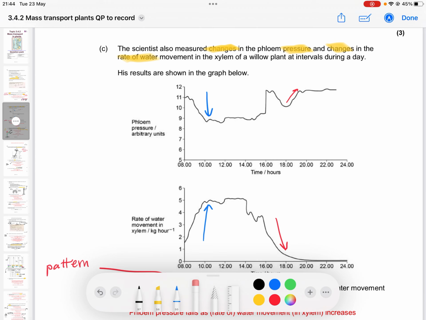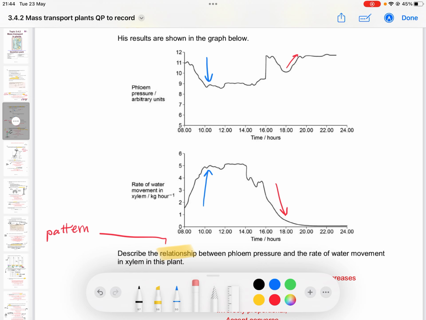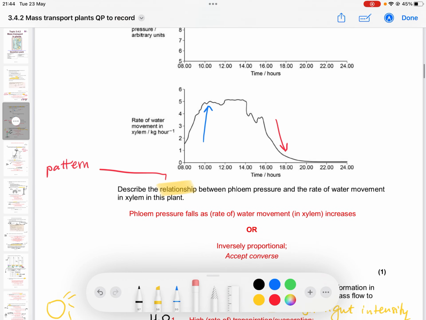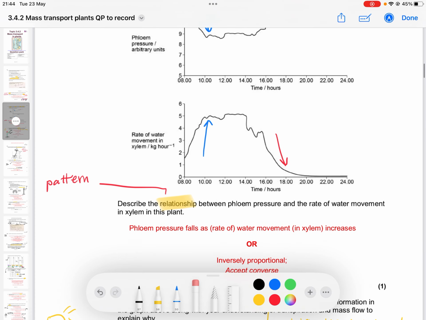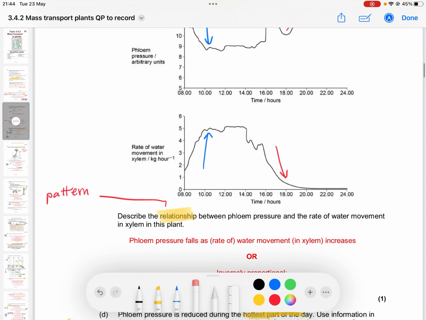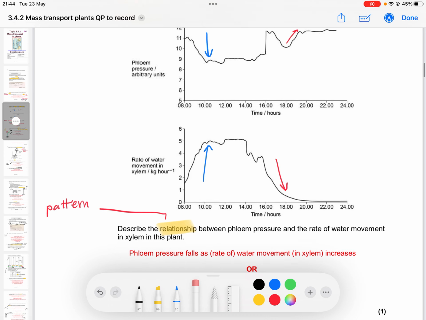The opposite pattern we can notice between around 5 and 6 o'clock. Here we see the increase in the pressure. However, we can see that the rate of the water movement has decreased. As the question asked us to describe this relationship, we only say what we can see. So the phloem pressure will fall as the rate of the water movement in the xylem increases. We've discussed those patterns here with the arrows.